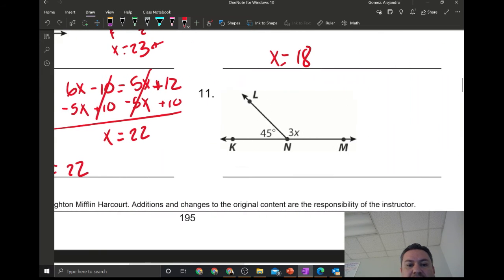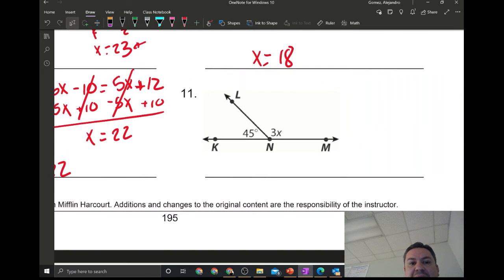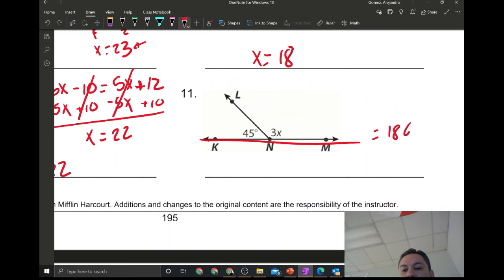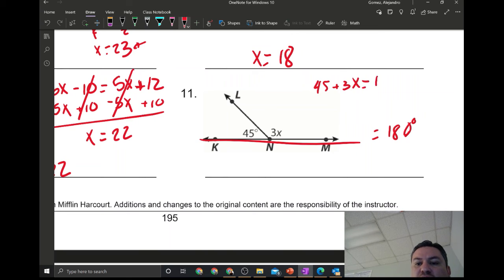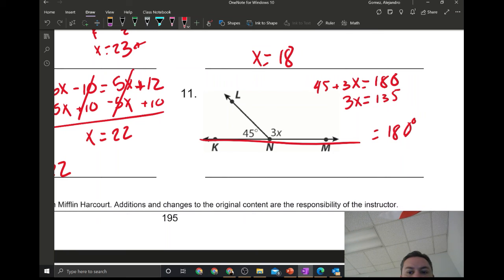Now the last one, 11, we have supplementary angles. Supplementary equals 180. So we're going to find the value of x. So 45 plus 3x equals 180. Subtract 45 on both sides, so you have 3x equals 135. So 180 minus 45 equals 135, and then divide by 3 because it's multiplying. So x equals 45.